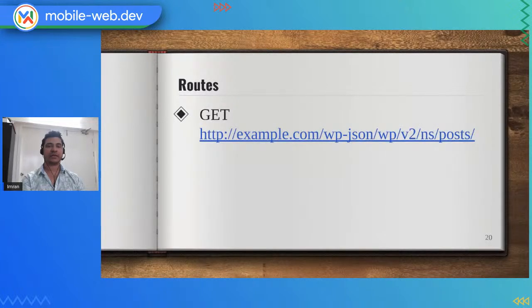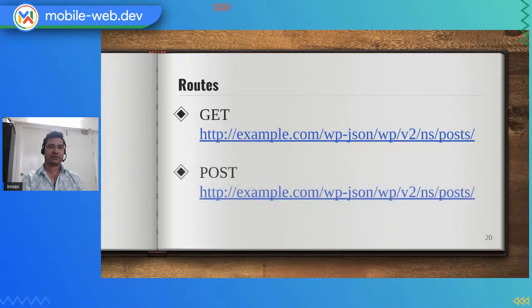Okay, so let's take a look at this example. Let's say this is my WordPress site URL, example.com, and we already discussed that we need to add wp-json, WP/v2, NS is your custom namespace, and then posts is the resource. You can see that both of the endpoints are the same. Actually, both of the routes are the same. However, they can perform different operations.